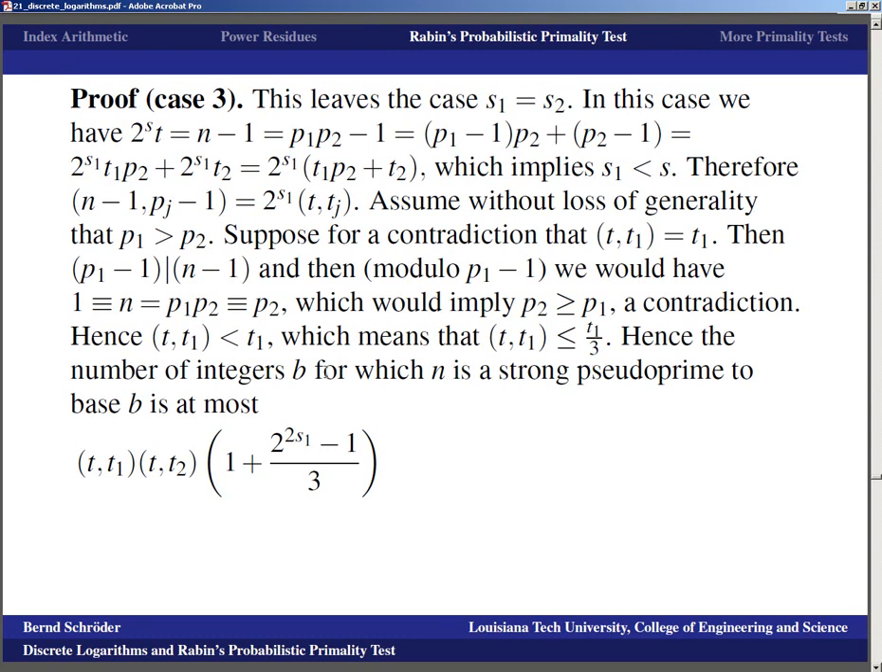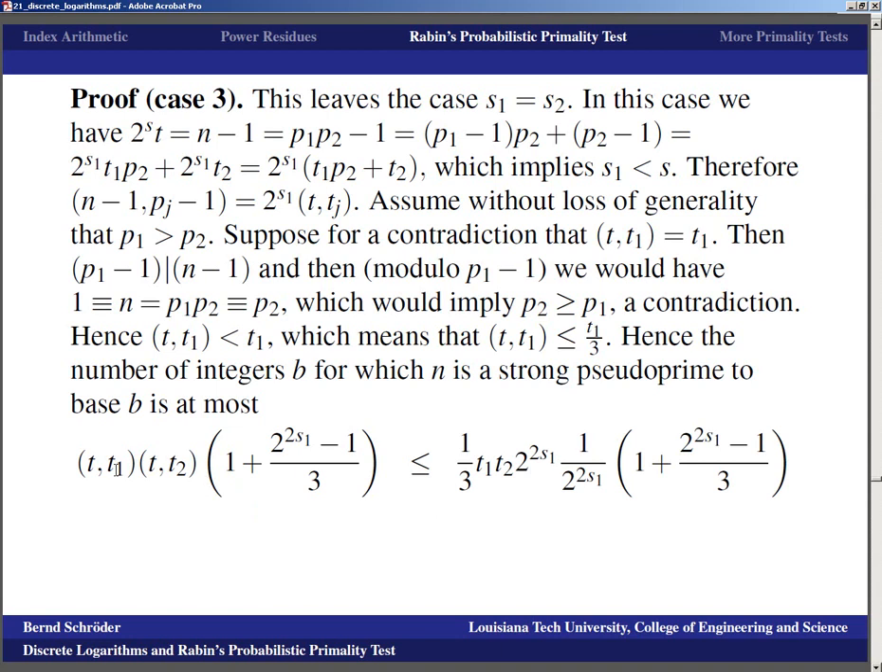And that means the number of integers for which n is a strong pseudoprime to base b is at most, again, from the previous panels, t, greatest common divisor of t and t1 times greatest common divisor of t and t2 times 1 plus 2 to the 2s1 minus 1 divided by 3. So we're basically picking up where we left off in the last panel, only now we have to puzzle it apart a little bit more still.